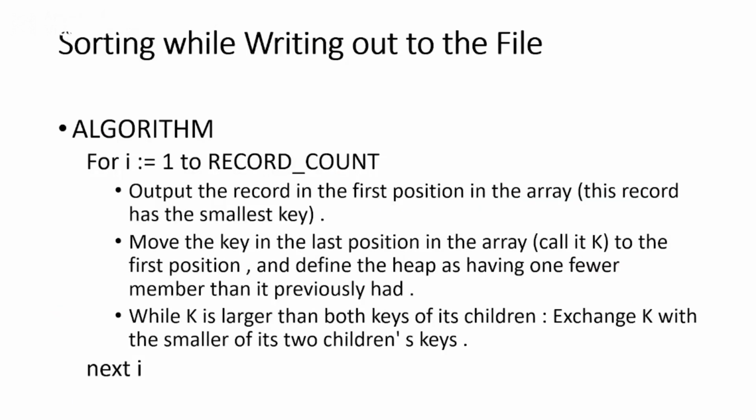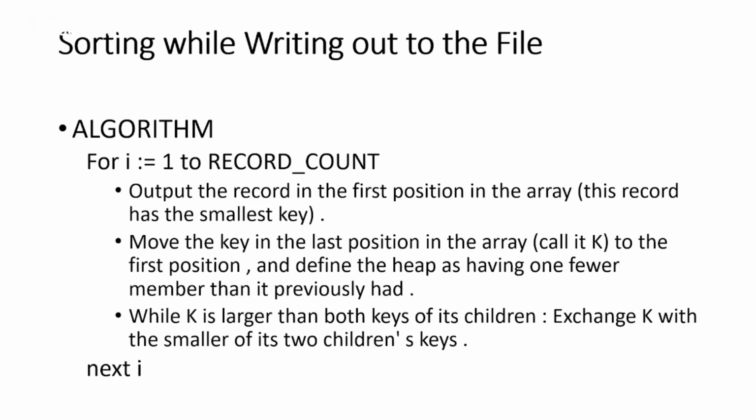So next you have sorting while writing out to the file. That is nothing but deleting the element from the heap. So while writing, the smallest element should be written first. The smallest element will be in the root position. It should be deleted from the heap, and that heap should be rearranged, right? So deletion always occurs at the root of the heap. Now what is the algorithm for this?